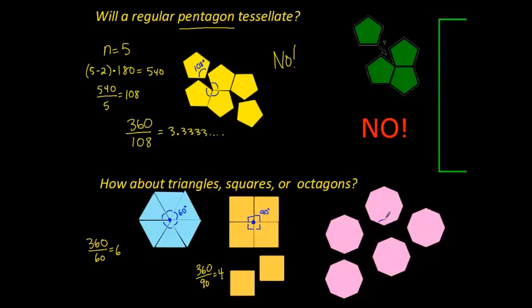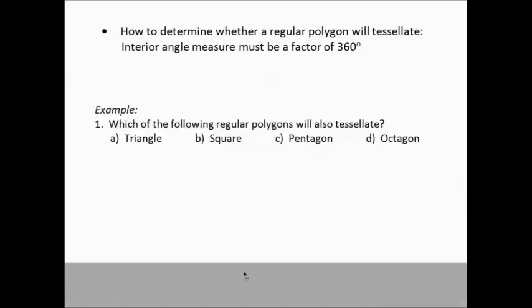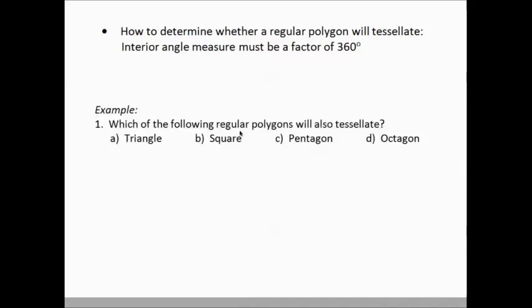Well, first of all, do you remember how many degrees is one interior angle of a regular octagon? Yeah, I don't really either. So maybe we figure this out. We can do 8 minus 2 times 180. Octagon is 8. Octa, like octopus, n equals 8. Now you could be doing this along with me on your note sheet. Which of the following regular polygons will also tessellate?